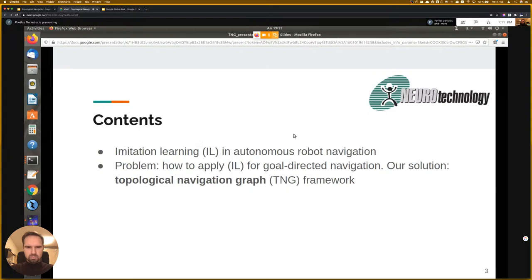So this presentation will consist of two parts. In the first part, I will try to shortly introduce what imitation learning in autonomous robot navigation is, and afterwards I will proceed to the main part about the topological navigation graph framework.